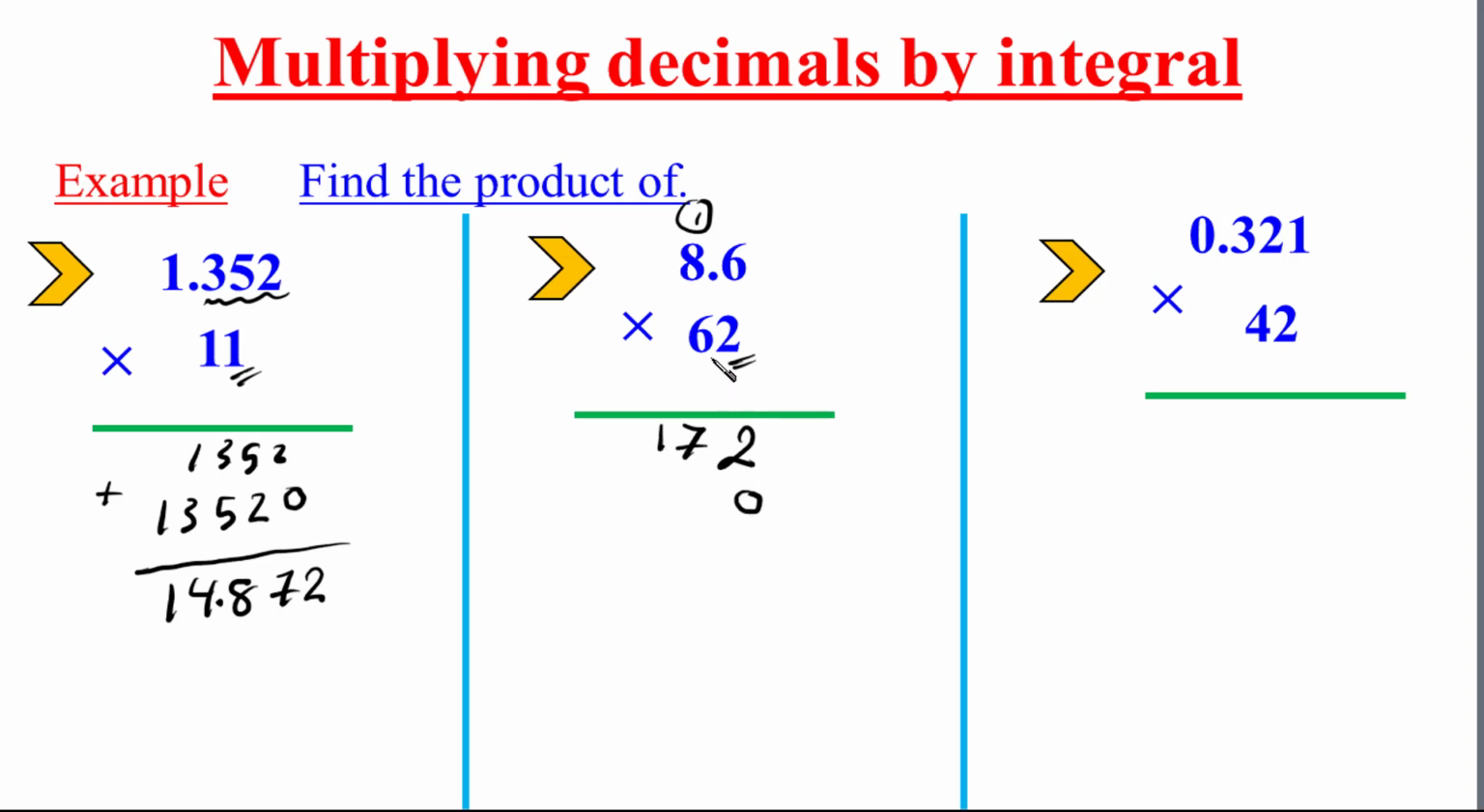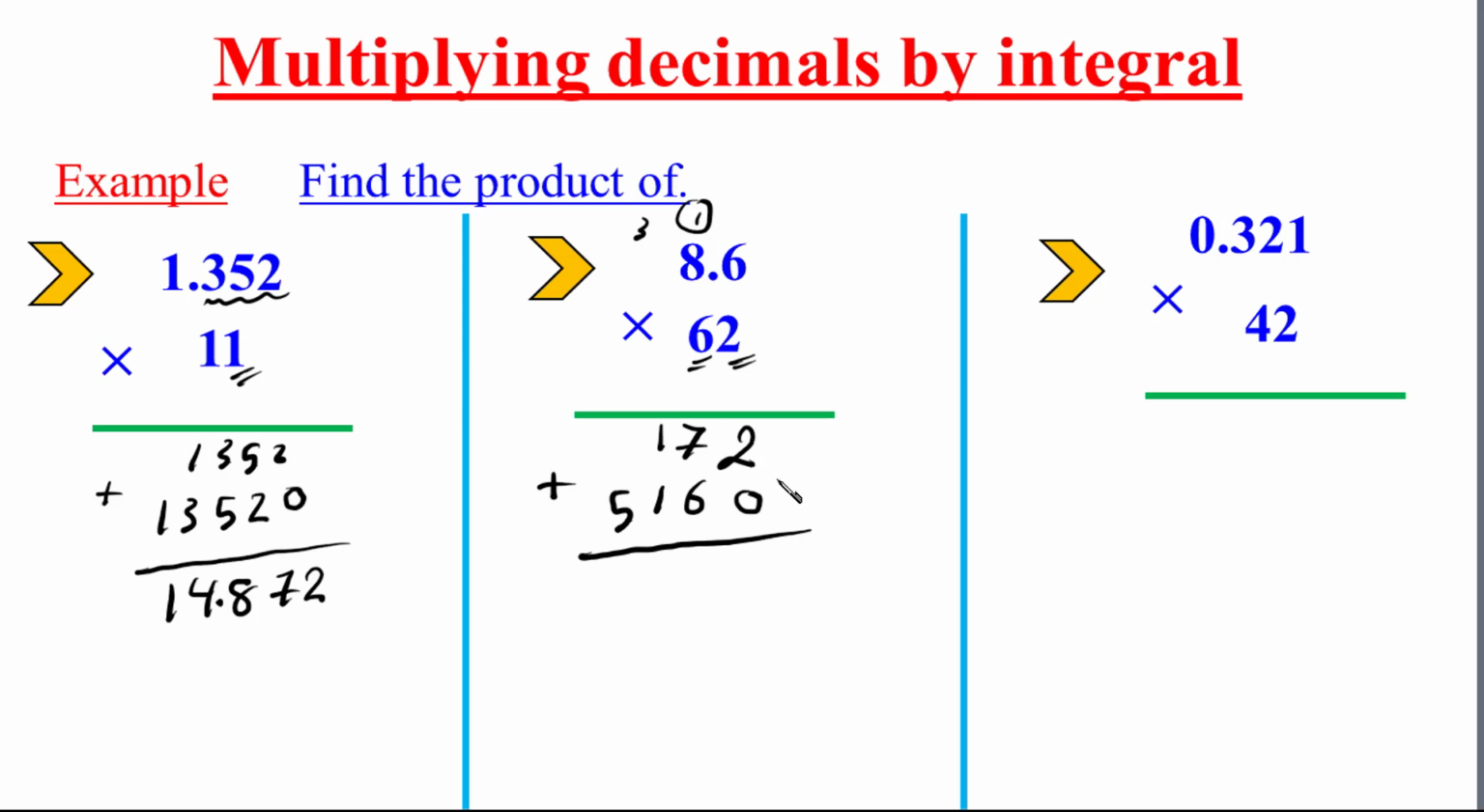Go to the tens place. 6 times 6, it will be 36, write 6 and keep 3. 6 times 8, it will be 48, 48 plus 3, it will be 51, write all 51. We have here two partial products, we will add the two partial products.